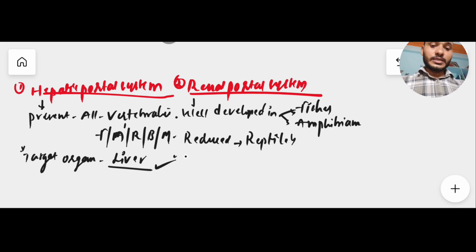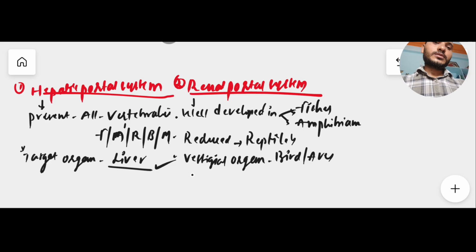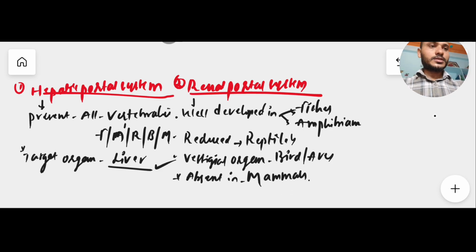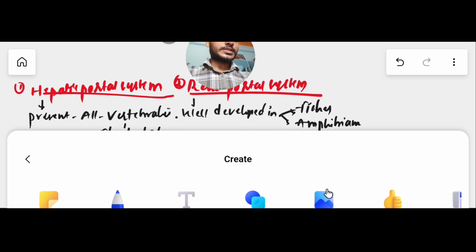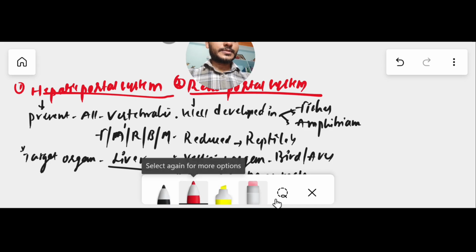Now in birds, this renal portal system is a vestigial organ, in birds or aves. And this renal portal system is completely absent in mammals. So remember, renal portal system is absent in mammals. So this is all about the renal portal system. Now coming to the most important and one more, that is hypophyseal portal system.